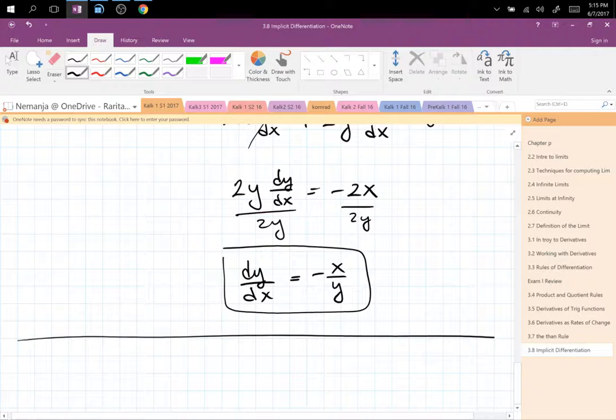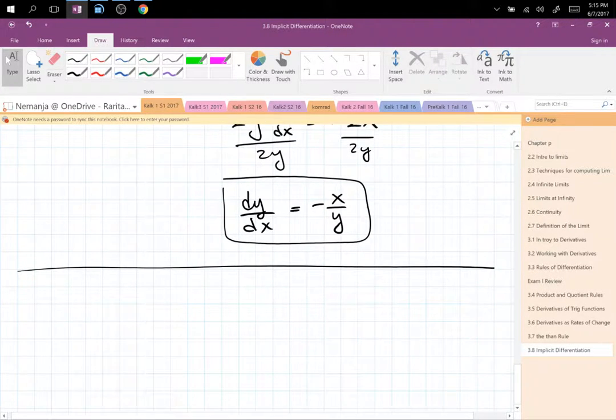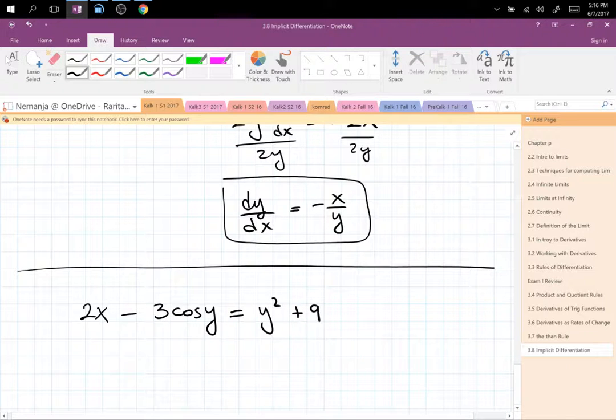So now that I have dy dx, I can figure out slopes, I can figure out the equations, tangent lines, and all of those good things. So let's take a look at a different case. Say that you have a relation that says 2x minus 3 cosine y is equal to y squared plus 9.